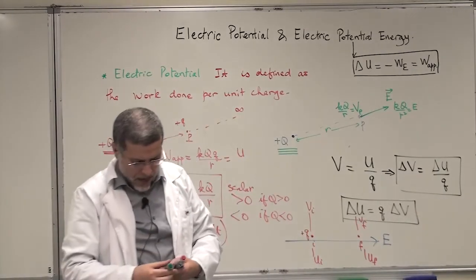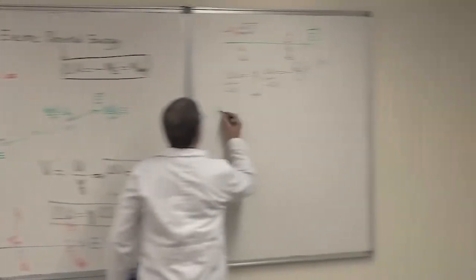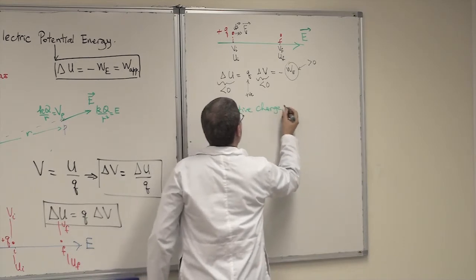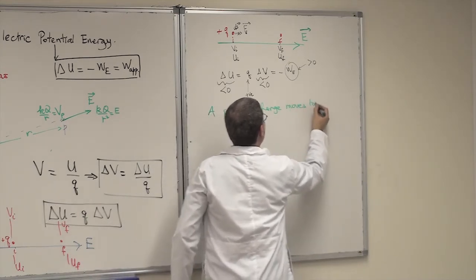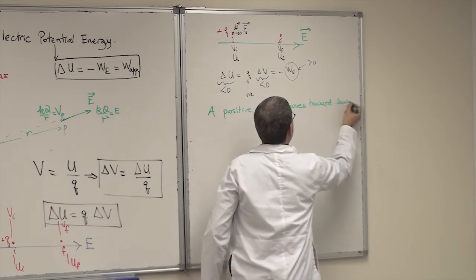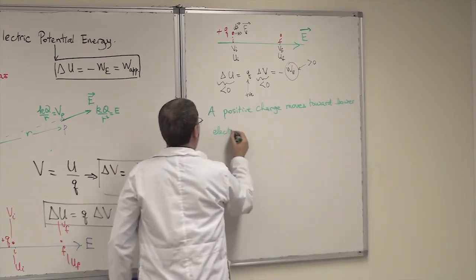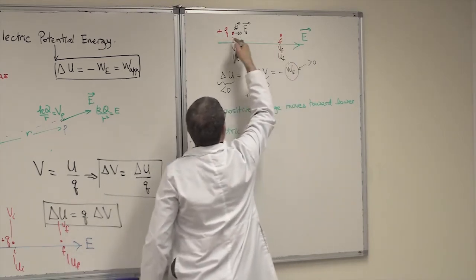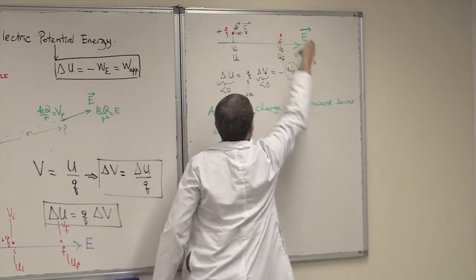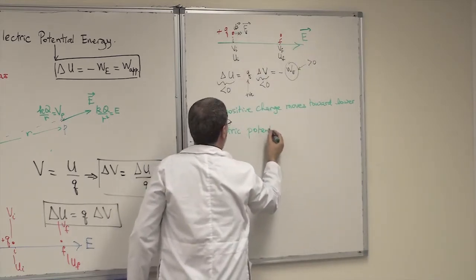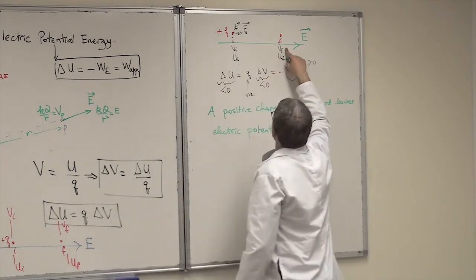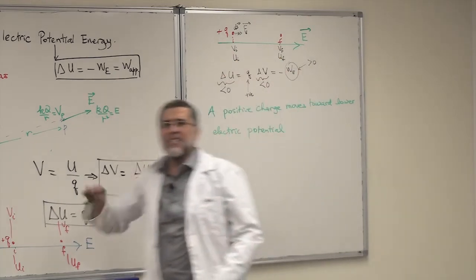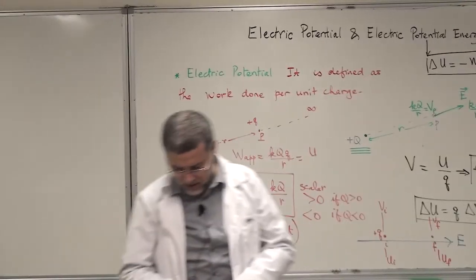What can we say here? A positive charge moves toward lower electric potential. Because according to this figure here, V here is less than V here. And the positive charge moves toward the lower potential. I hope you understand that the potential here is less than here, less than here, less than here. As you move with the electric field, the potential decreases. Very important concept to understand this point.